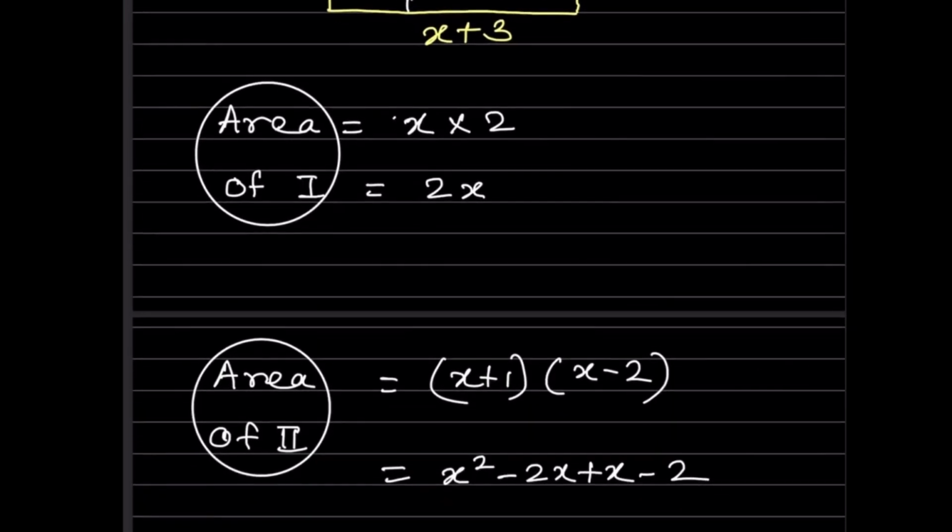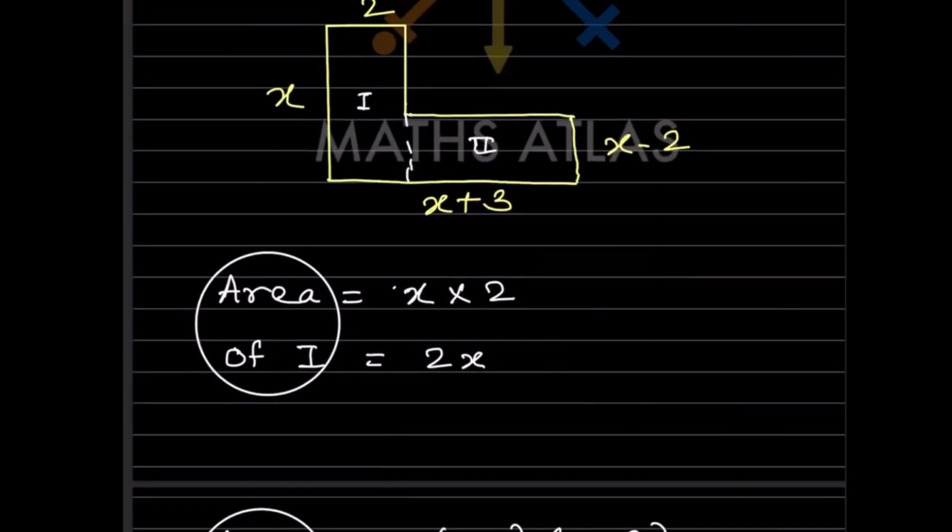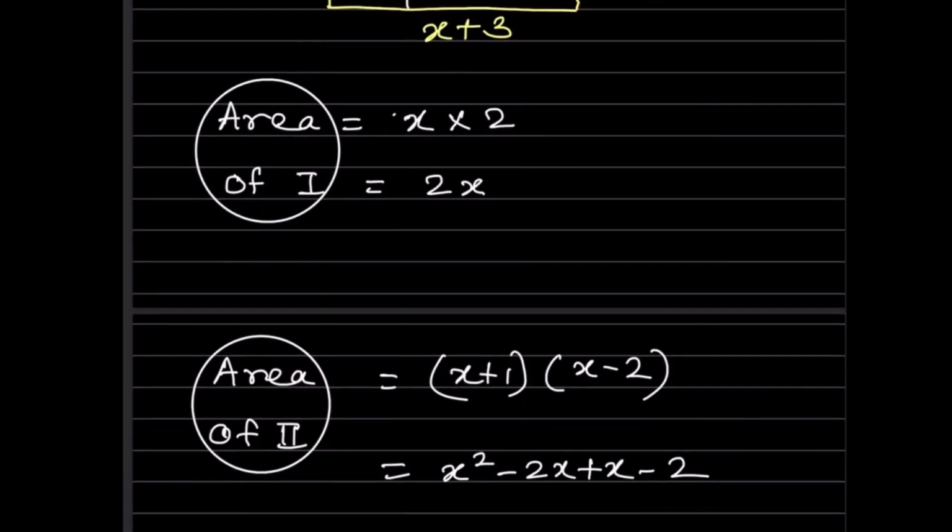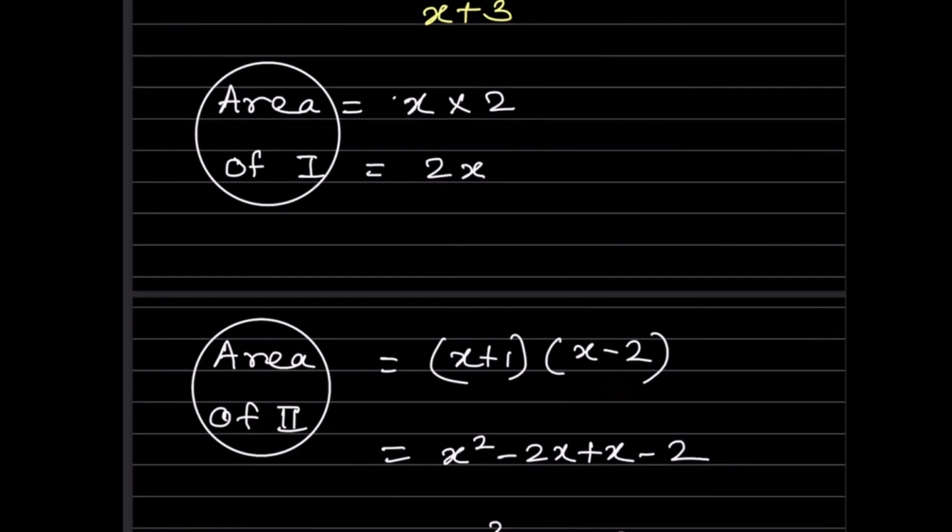So now let us see for area of 2. So area of 2 means, as I told you, we want only this part. So that will be x plus 3 minus 2, because this part is 2. So that is going to be x plus 1, and this is x minus 2. So x plus 1, x minus 2. So when you expand this one, x square minus 2x plus x, and this will be minus 2. This is what is written over here.